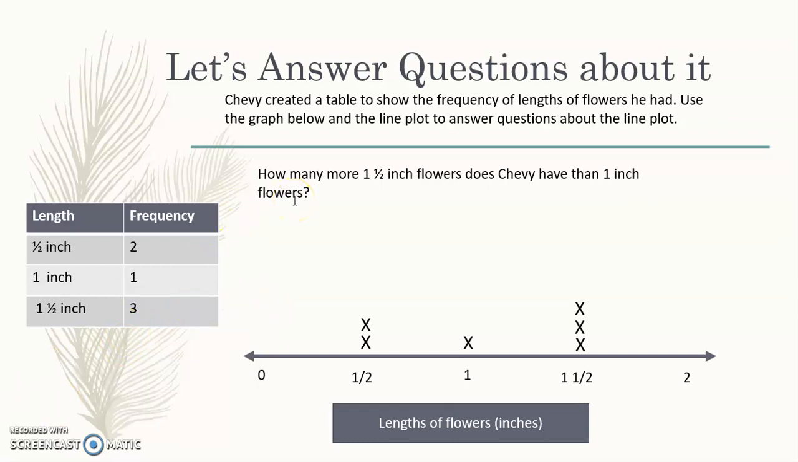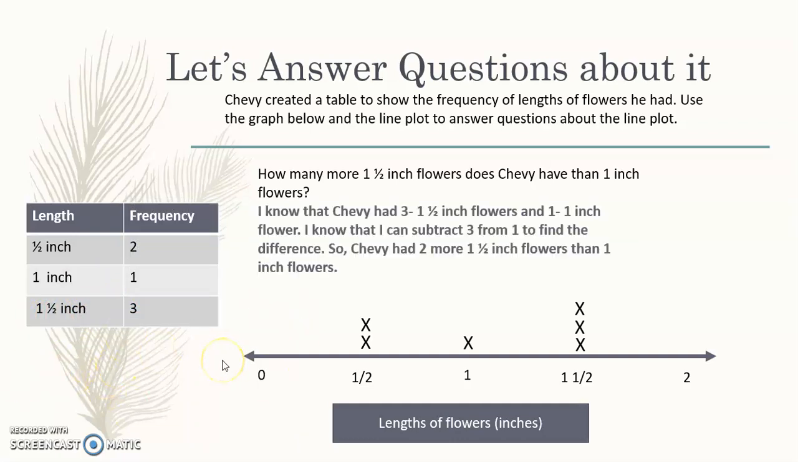Alright, let's look at another question. How many more 1.5 inch flowers does Chevy have than 1 inch flowers? So to do this, I need to find the difference. It is not enough, and I'm going to say it again, it is not enough to say that 1.5 inch flowers has more than 1 inch flowers. It's asking you how many more. So you need to figure out the difference of that. And to do that, we use subtraction. So you need to subtract 3, which is for 1.5 inch, minus 1, which is the 1 inch.